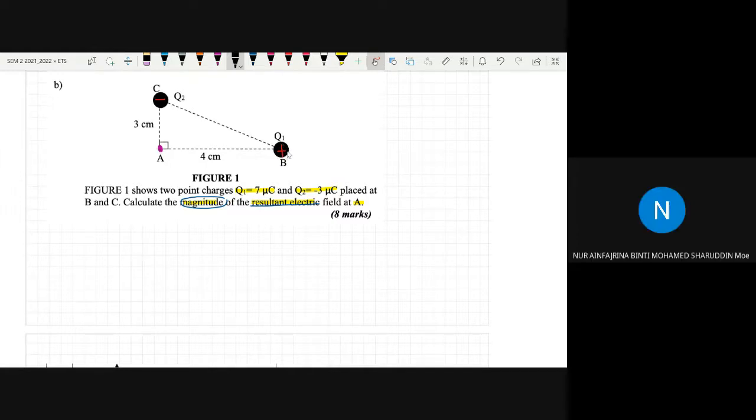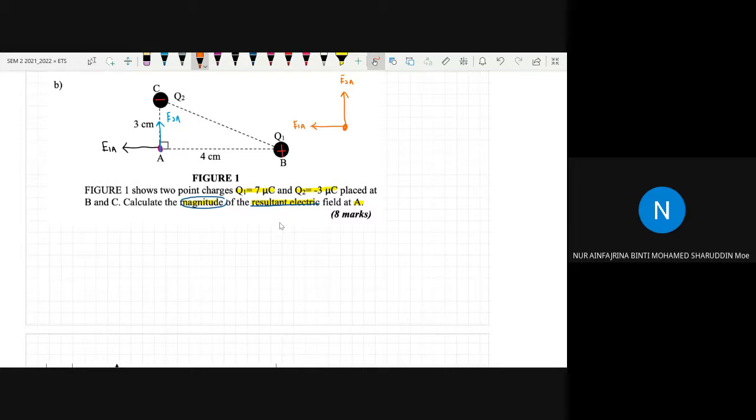Why? Because it is a positive charge, so the field must move away. So it is to the left. This is your E1A. What about charge 2? Is it upwards or downwards? Upwards, very good. So it is going to be E2A. This is your electric field. I'm going to sketch it again here so that all of you can see it better. This is E2A and this is E1A.